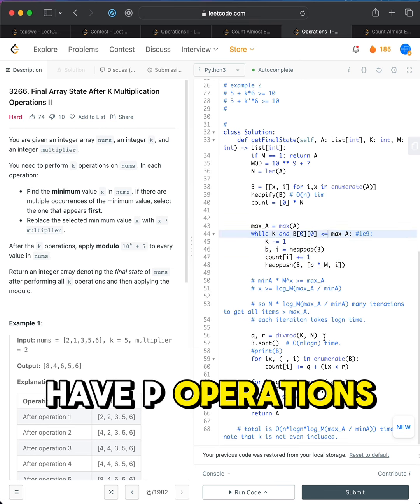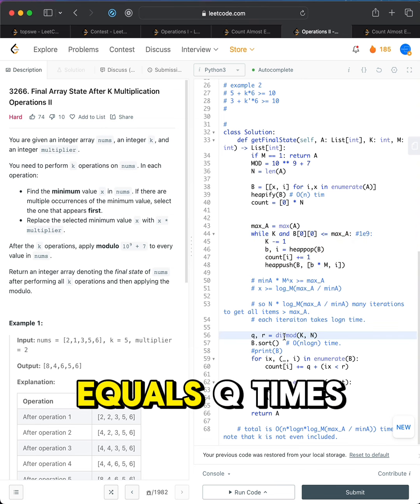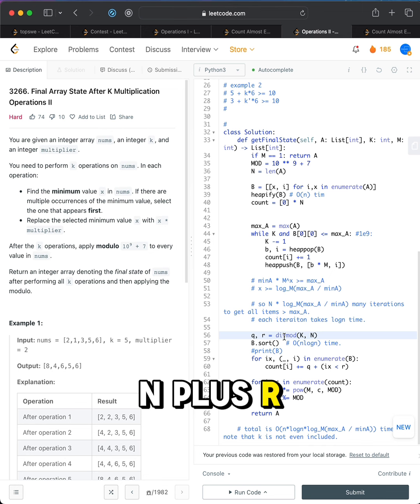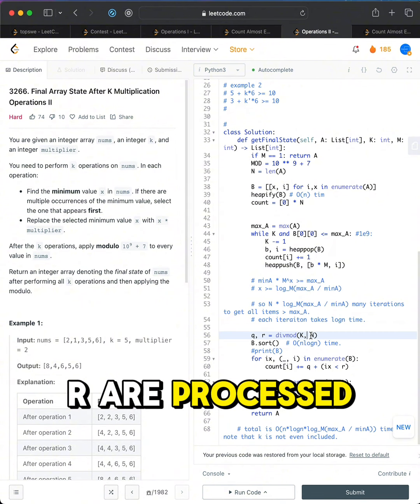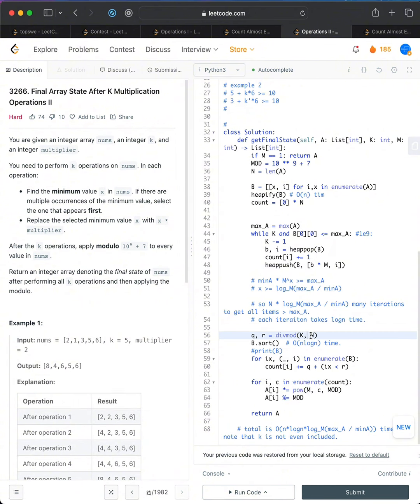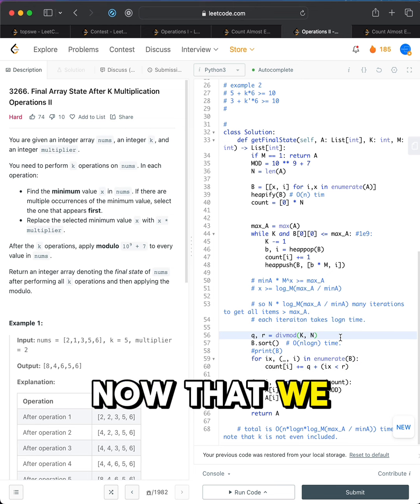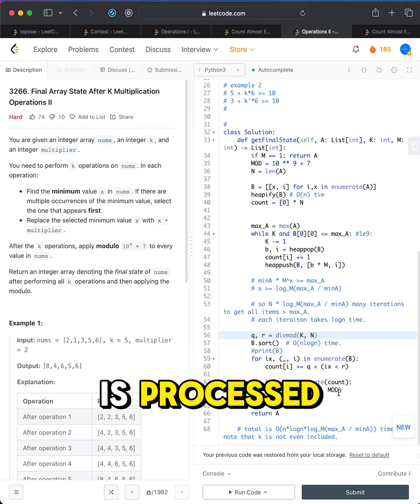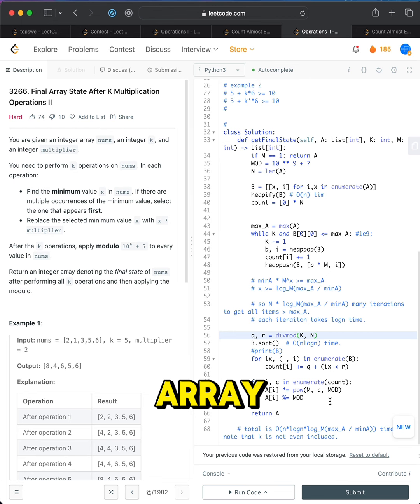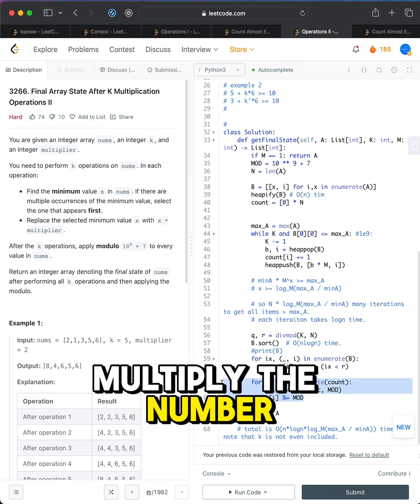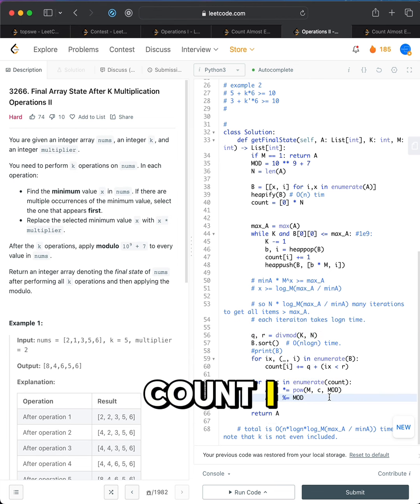Now if we have p operations remaining, and p equals q times n plus r, where n is the length of the array, then all elements are now processed q times, and the first r are processed an extra time. Remember, because they are now processed in order left to right. Now that we know how many times each element is processed, we store that in a count array, and then just multiply the number by m to the power of count i.